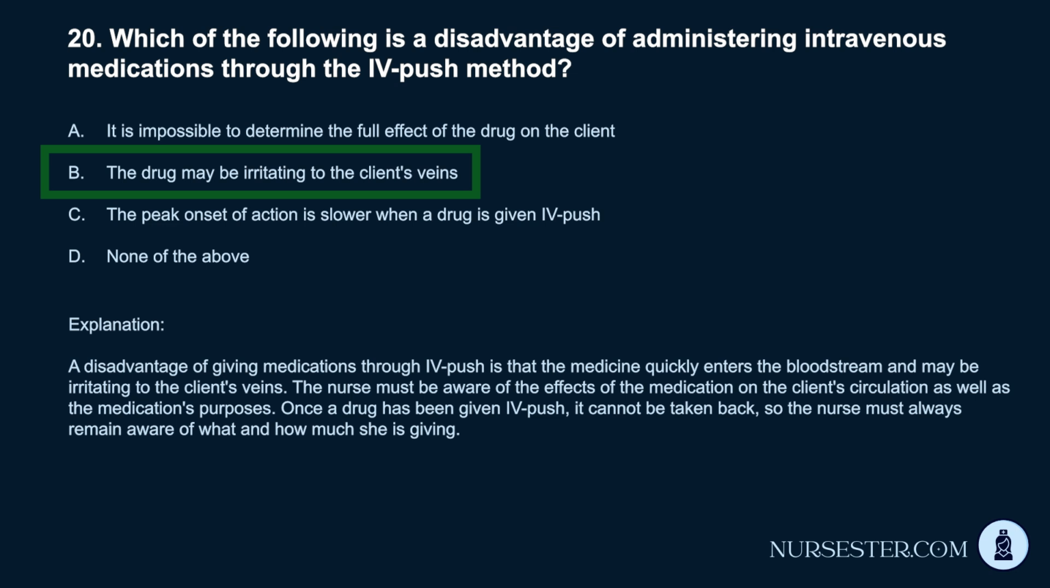A disadvantage of giving medications through IV push is that the medicine quickly enters the bloodstream and may be irritating to the client's veins. The nurse must be aware of the effects of the medication on the client's circulation as well as the medication's purposes. Once a drug has been given IV push, it cannot be taken back, so the nurse must always remain aware of what and how much she is giving.